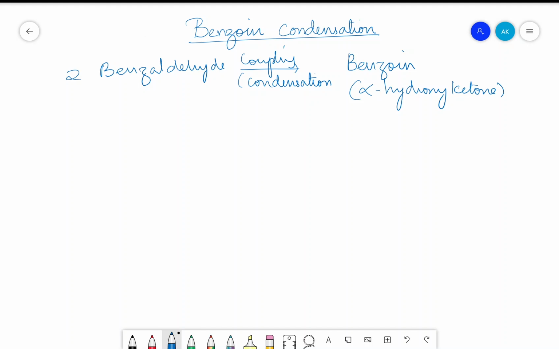So the important thing we have to remember is two benzaldehydes are going to combine, which is called coupling or condensation, to give a product called benzoin, which is going to be a ketone. At the alpha position you're going to have a hydroxy group, that is OH. That is what you have to remember. This particular reaction will occur in the presence of KCN, potassium cyanide, or we can also use NaCN.